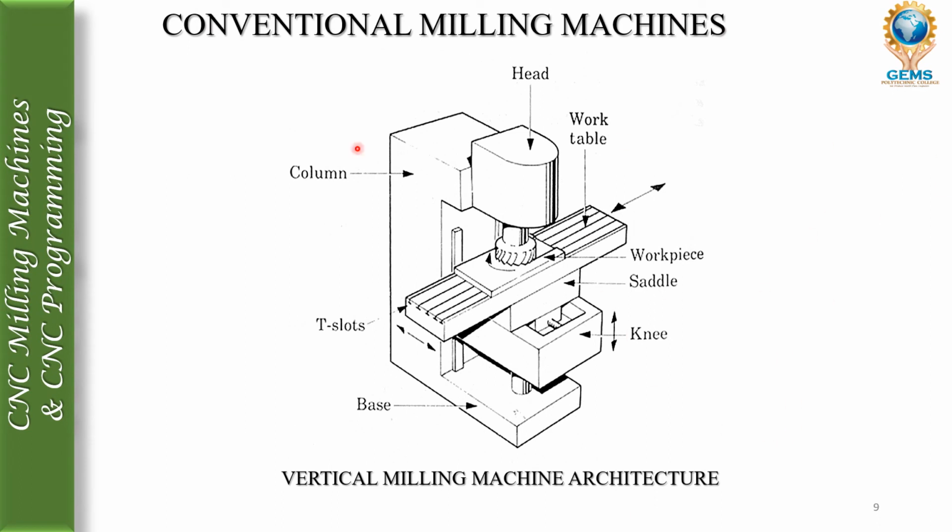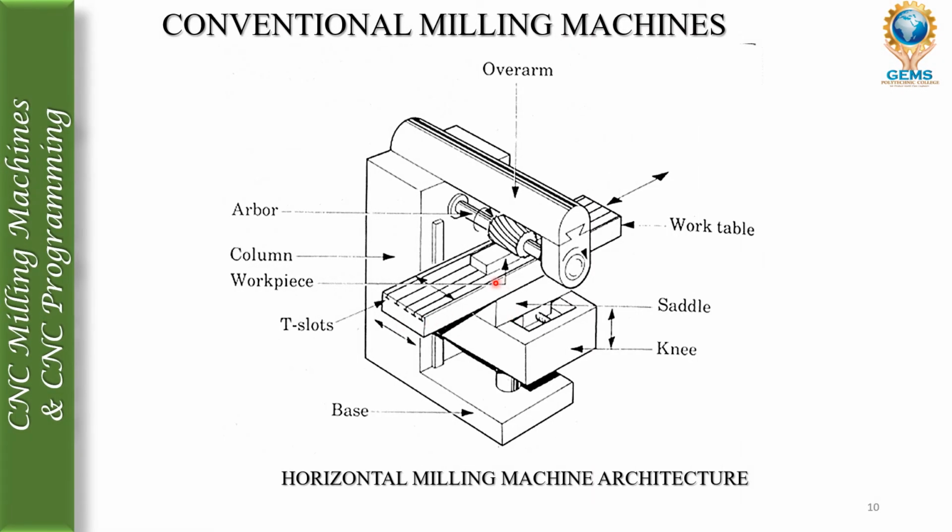Now we can see the conventional milling machines. This shows the vertical milling machine architecture. This is the head, this is the table, this is the workpiece, and this is the column. This is called the T-slot. This is called the base, and this is the knee. The table, which holds the workpiece, is above the saddle.